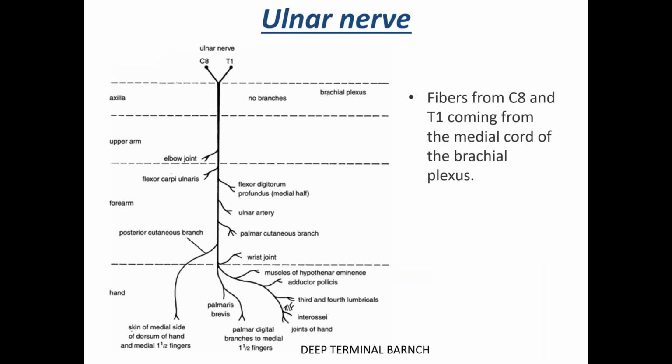Coming to the ulnar nerve, it arises from the medial cord of the brachial plexus and enters the upper limb. It hardly gives any branches in the arm, and it crosses the elbow joint. After crossing the elbow joint, it gives two important branches in the forearm, namely to the flexor carpi ulnaris and the medial half of the flexor digitorum profundus. And then it crosses the wrist joint on the ulnar side and goes into the hand, where it supplies all the hypothenar muscles, and after the hypothenar muscles, it supplies the third and the fourth lumbricals.